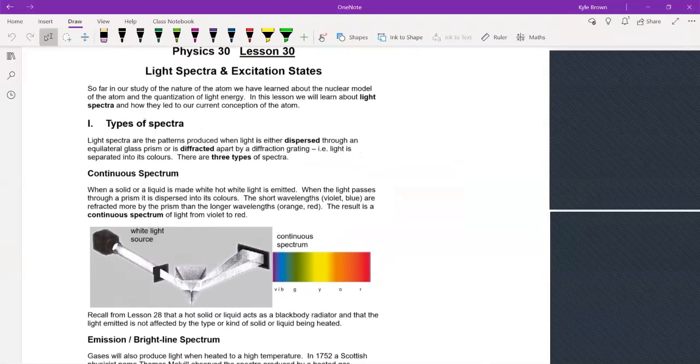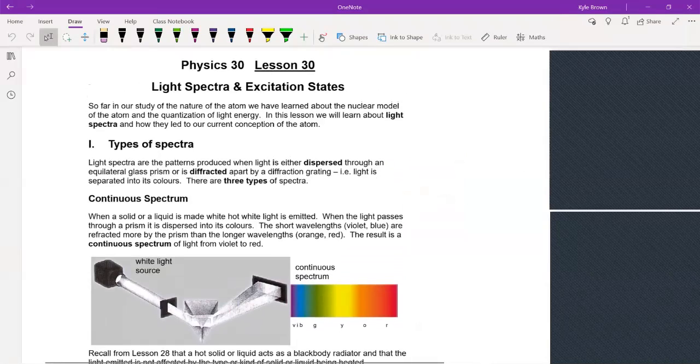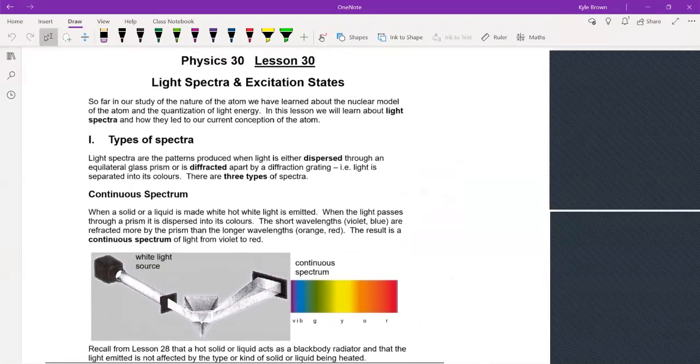Okay, so first off, we're going to do some review, but it's review from way back in Science 9 when you had the space unit. You talked about different types of spectra, right? That was a long time ago, but we're going to briefly go over the different types of spectra again.